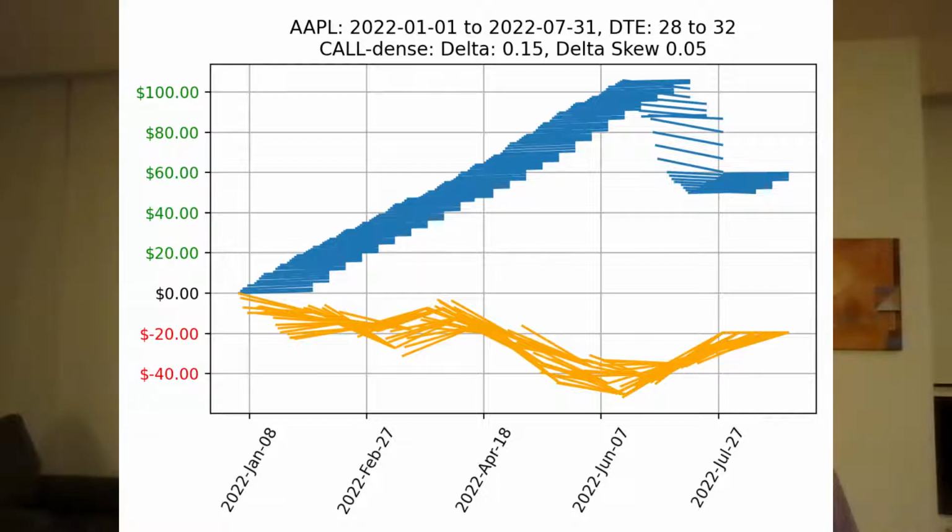So you would have done great selling calls against Apple from January through mid-June. As you can see, the blue lines go up and up and up. Then really terrible from mid-June to July. So no great insights there. I mean, duh. But my thought is if we could find some exit strategy that would keep most of those gains and get rid of most of those big losses, it could be worth looking into, and it's definitely a topic for future videos.